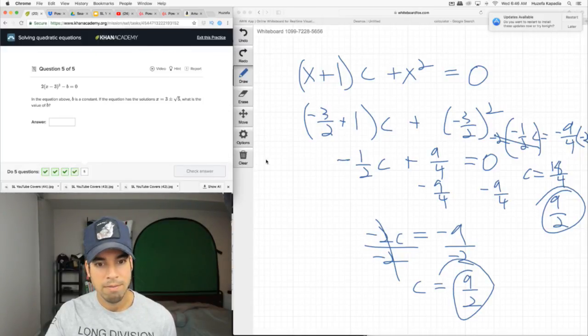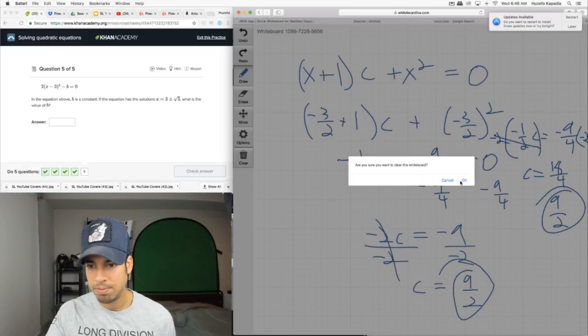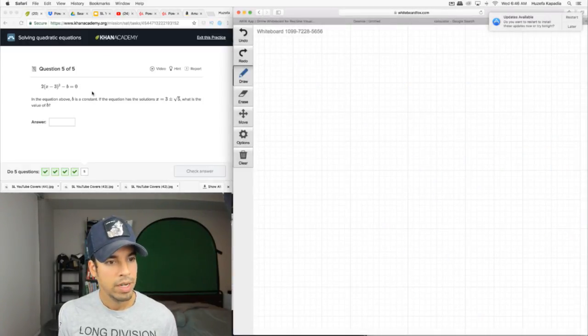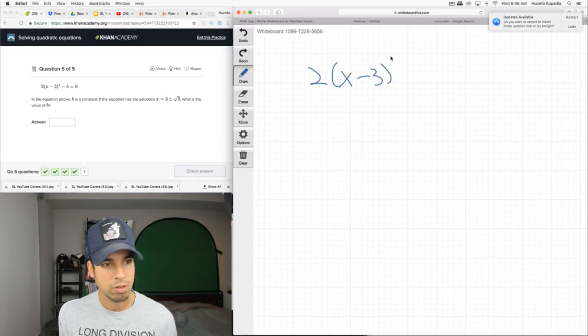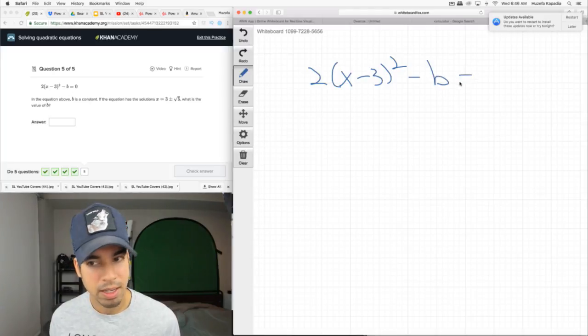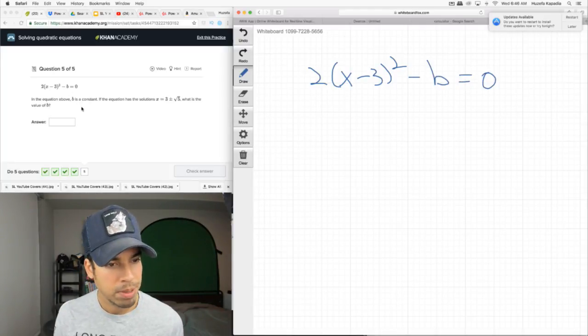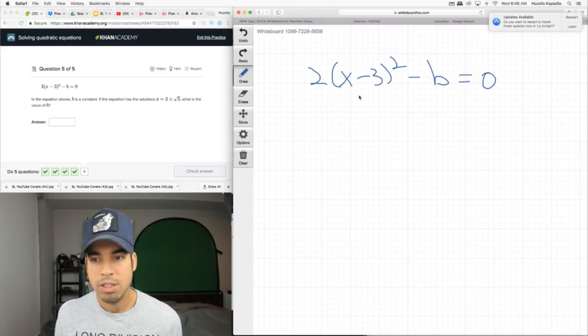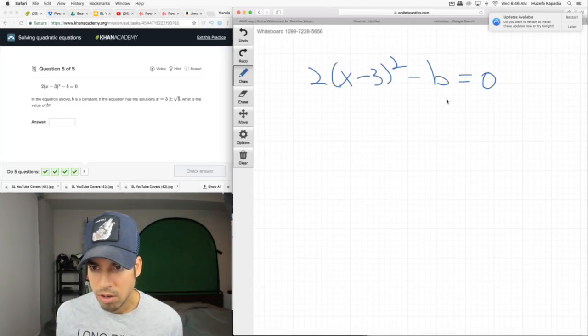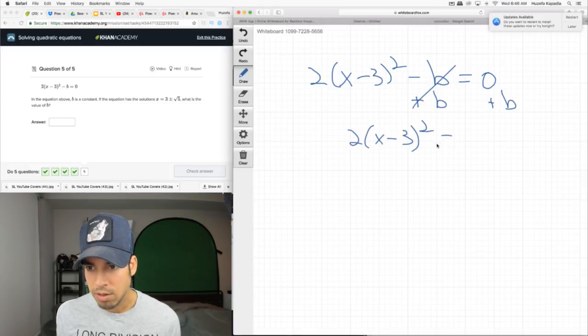Yes. Finally, question number 5. 2x minus 3 squared minus b equals 0. In the equation above, b is a constant. If the equation has a solution, same thing. We did this before. Again, let's just follow the process relatively blindly, and isolate for x to get our solution. I'm going to add b to both sides. Goodbye. 2x minus 3 squared equals b.